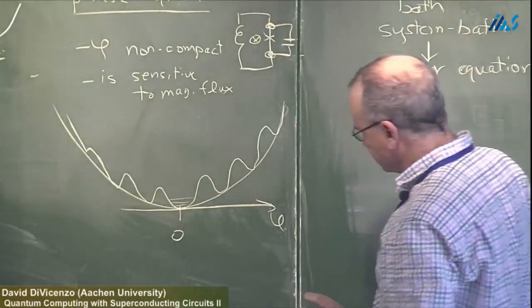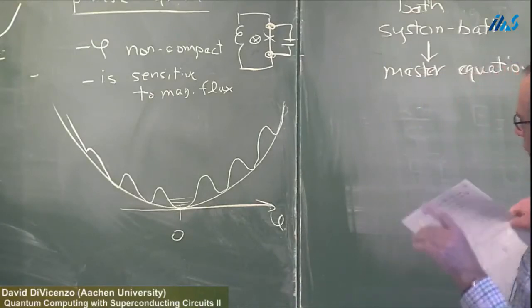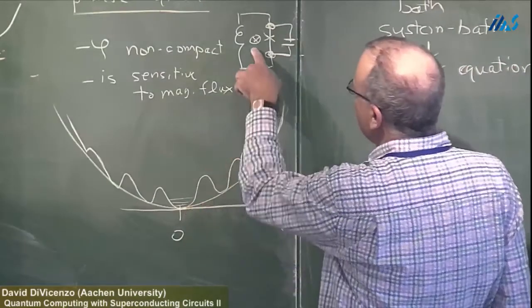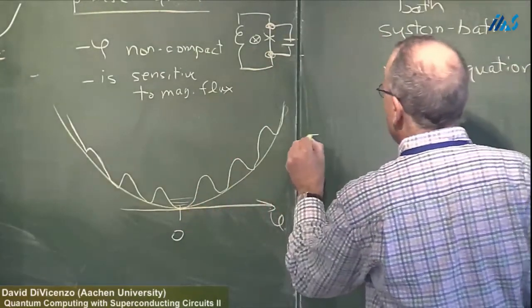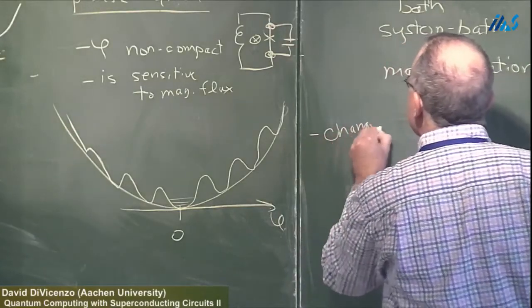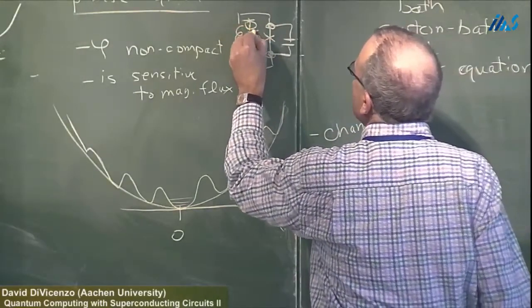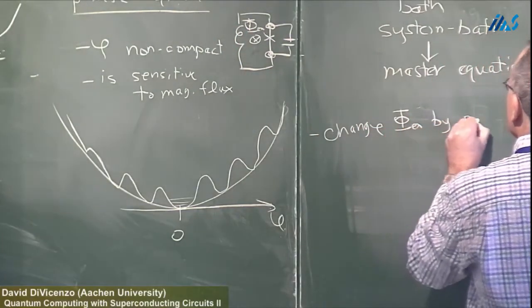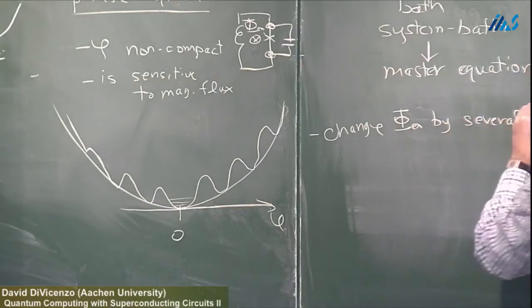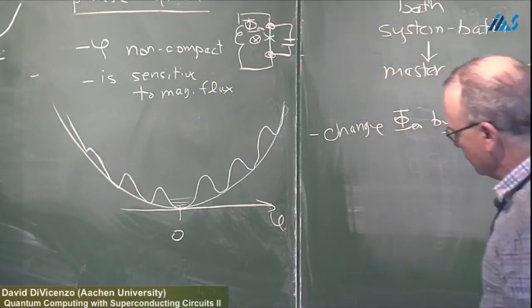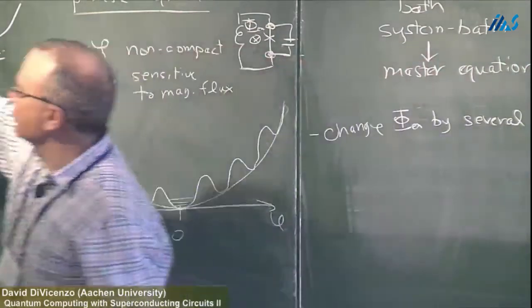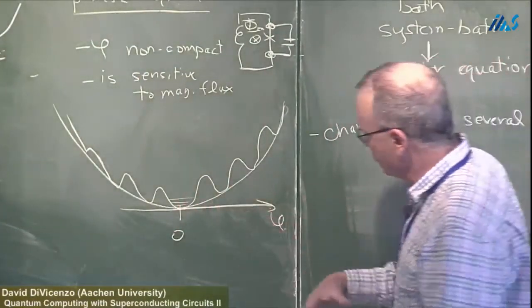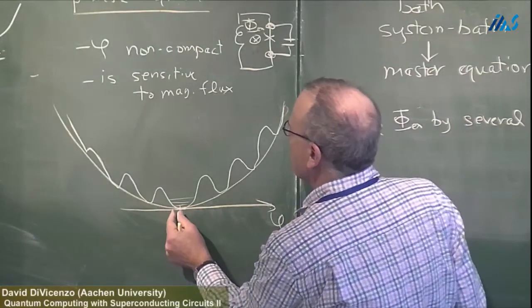What is done to get the system into the state which is desired for the qubit is to start here and then change the magnetic flux. Call it phi external. Change phi external by several phi 0, and I'll explain what that means. That just changes the origin of this cosine. So as phi is increased, this minimum slides along. I'll slide it along this way.